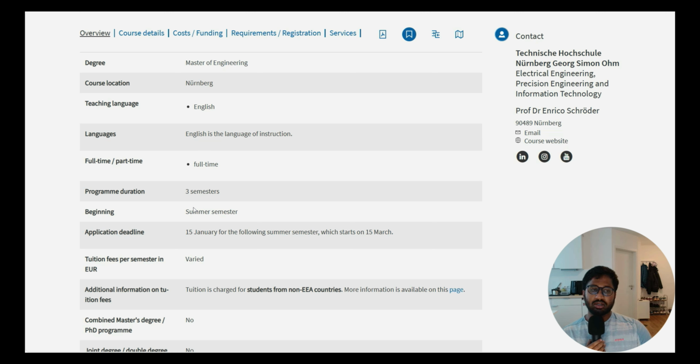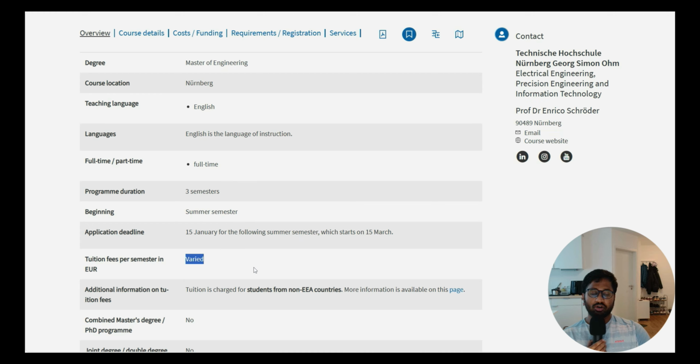When it is beginning in summer semester, when is the application deadline? Usually the application deadline is 15th January for the following summer semester, which starts on 15th March. So 15th January is the ending of the application, but usually they open 2 months before. For example, 1st November or 15th November is the general application starting date. Then it starts on 15th March, whereas most technical universities start on April 1st, and some of the Hochschules or technical universities start on 15th March also. Then the tuition fees vary.